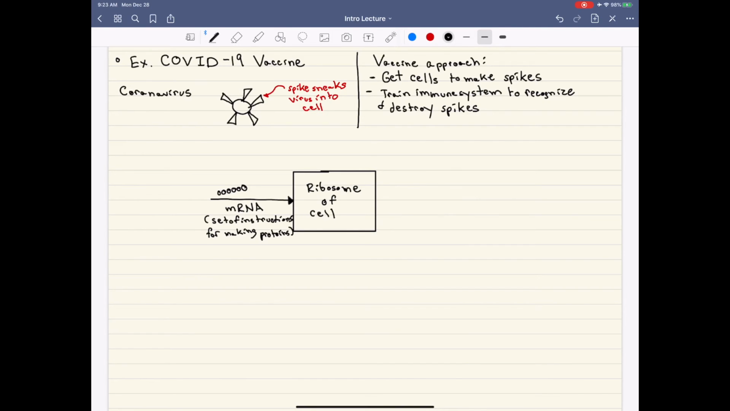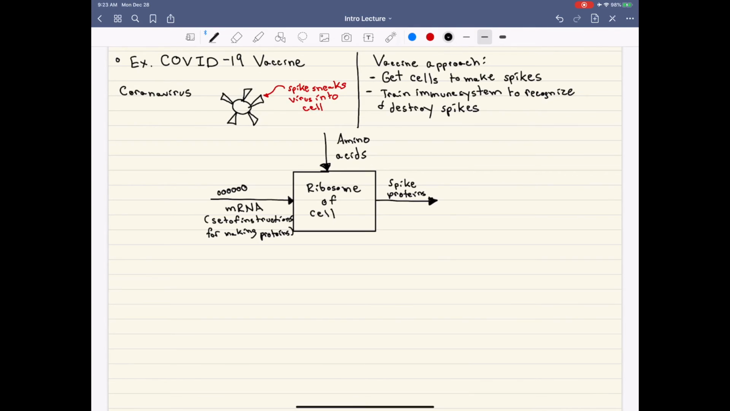So the ribosome gets these instructions, and once it gets the instructions, it then collects the ingredients it needs to make the spike protein. Those ingredients are known as amino acids. And once it has all the amino acids it needs, it would then want to make the spike proteins.